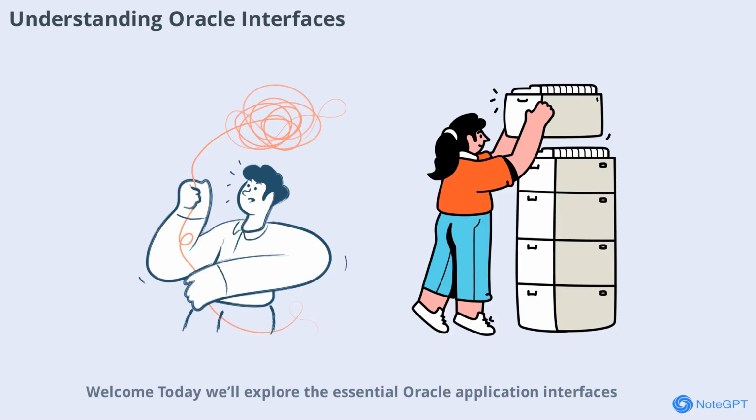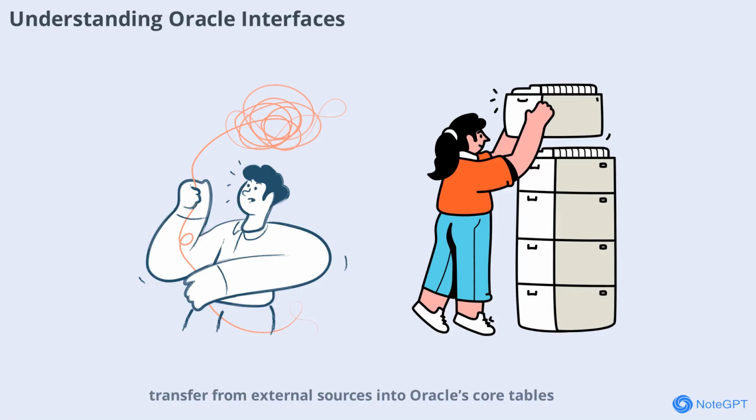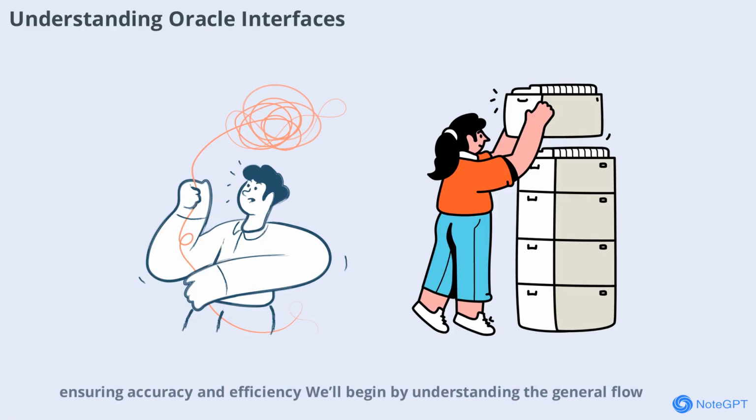Welcome. Today, we'll explore the essential Oracle application interfaces that streamline data integration across modules like GL, AP, AR, inventory, and purchasing. Interfaces play a crucial role in automating data transfer from external sources into Oracle's core tables, ensuring accuracy and efficiency. We'll begin by understanding the general flow.